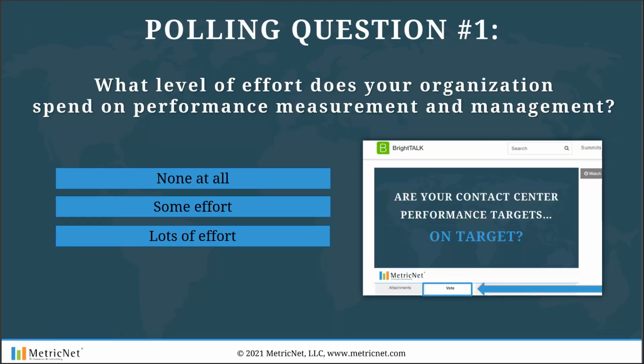Now, this brings us to our first polling question, and we're interested in knowing what level of effort your organization spends on the discipline of performance measurement and management. You might do nothing, none at all. You might spend some time on metrics, that is, defining them, maturing them, using them for reporting. Or you might spend a lot of effort on your metrics. So we're interested in knowing what level of effort your organization spends on the discipline of performance measurement and management. We'll give you a minute, or maybe 30 seconds, to answer that question.